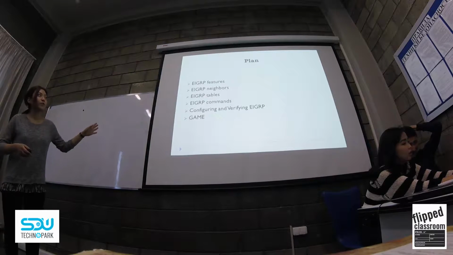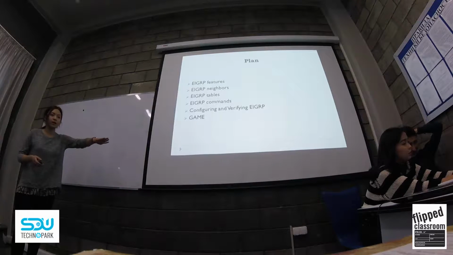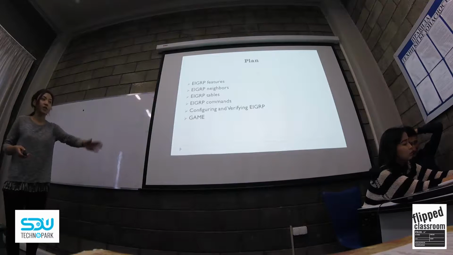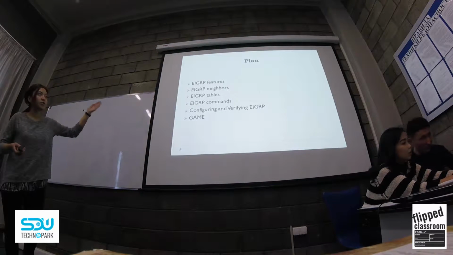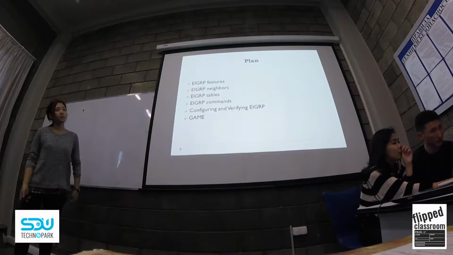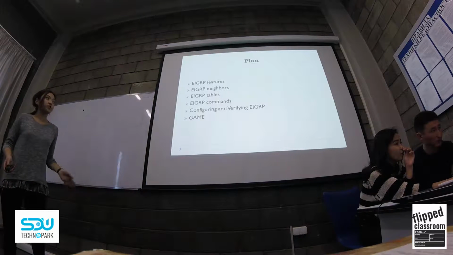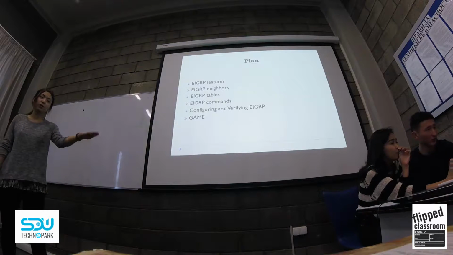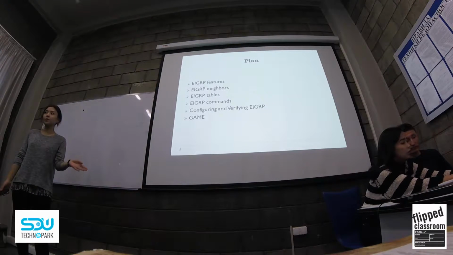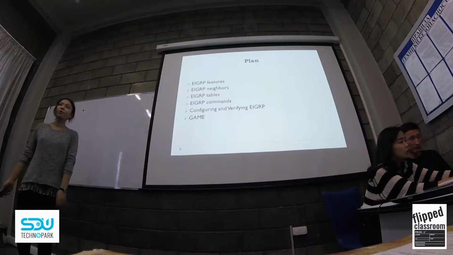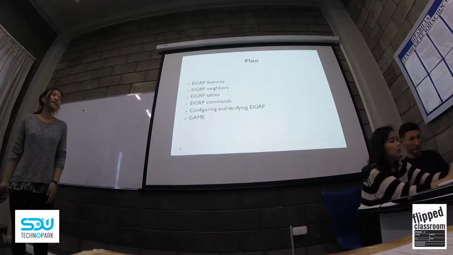The plan of this lesson is, at first, before configuring and verifying EIGRP, we need to learn EIGRP features, EIGRP neighbors, EIGRP tables, some basic EIGRP commands, and then we'll configure it in Packet Tracer. And at the end of the lesson, we are going to play a game, which I hope will be interesting for everyone and also useful.